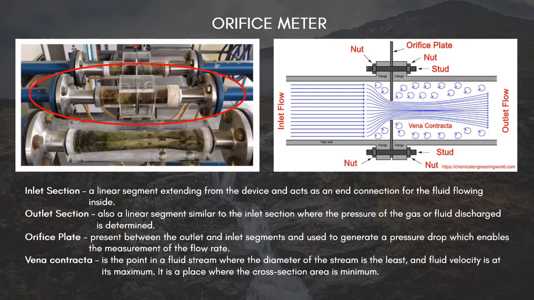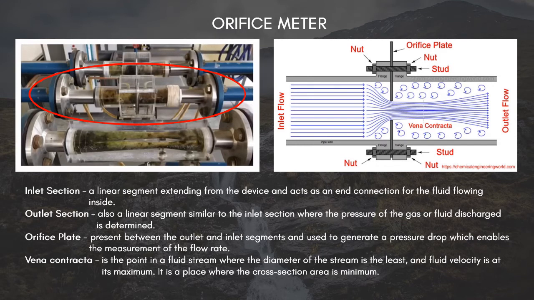For the inlet section, it is a linear segment extending from the distance and acts as an end connection for the fluid flowing inside. Outlet section, also a linear segment similar to the inlet section, where the pressure of the gas or fluid discharge is determined. Orifice plate. It is present between the outlet and inlet segment and used to generate the pressure drop which enables the measurement of the flow rate.